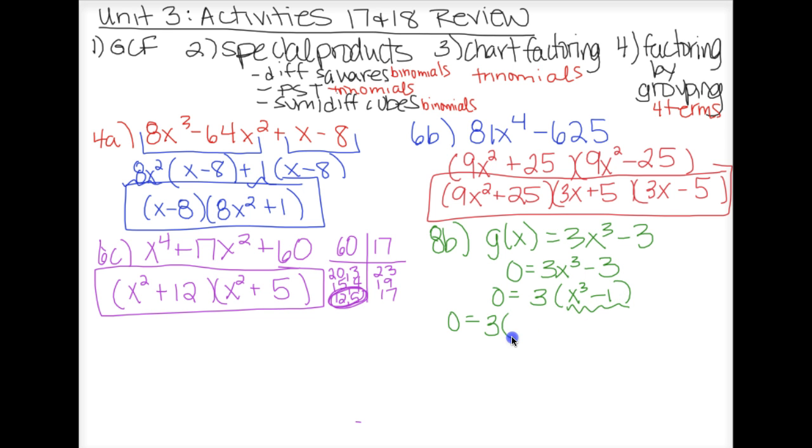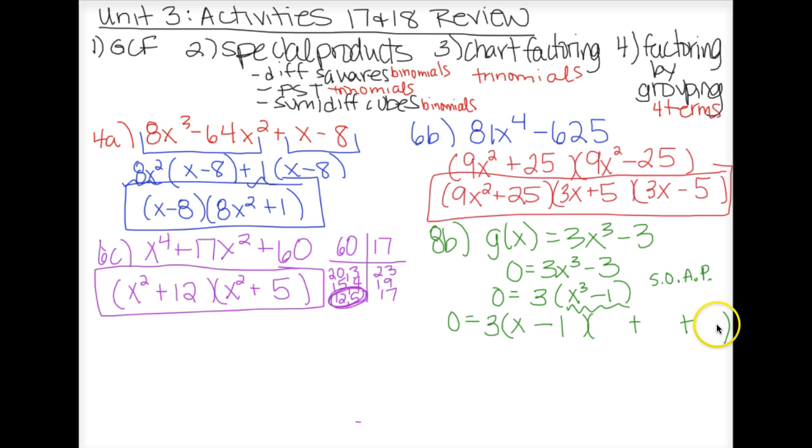Remember that sum and difference of cubes factor into a binomial times a trinomial. So then I use my SOAP acronym for filling in my signs. So same sign as the original, which is a minus. Then opposite sign as the original. And then always positive for the last one. Now I take the cube roots. Cube root of x cubed is x. Cube root of 1 is 1.